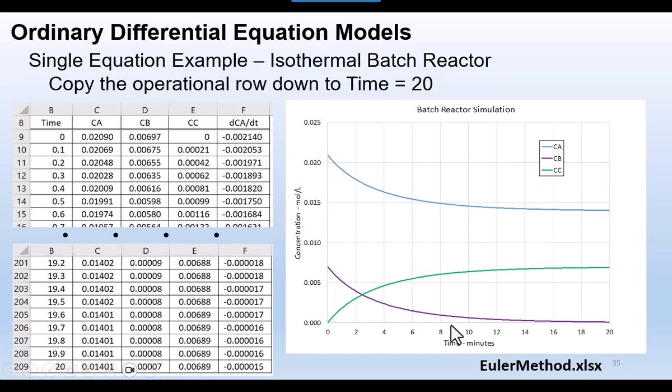And then we can have our complete solution, and in this particular case, we've created a chart that just shows A, B, and C and does not include the rate of change, which I did in the example that I showed you. And this particular solution, as shown here, is in the spreadsheet called Euler method, okay?